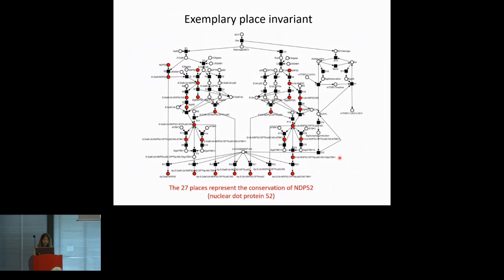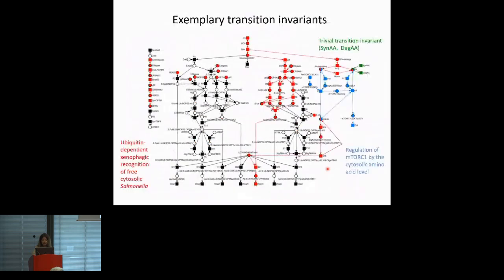So we have here a place invariant that describes the conservation of nuclear dot protein 52 and consists of 27 places. That makes sense in biology. So for that system, we found 12 place invariants, all conserving a specific substance.